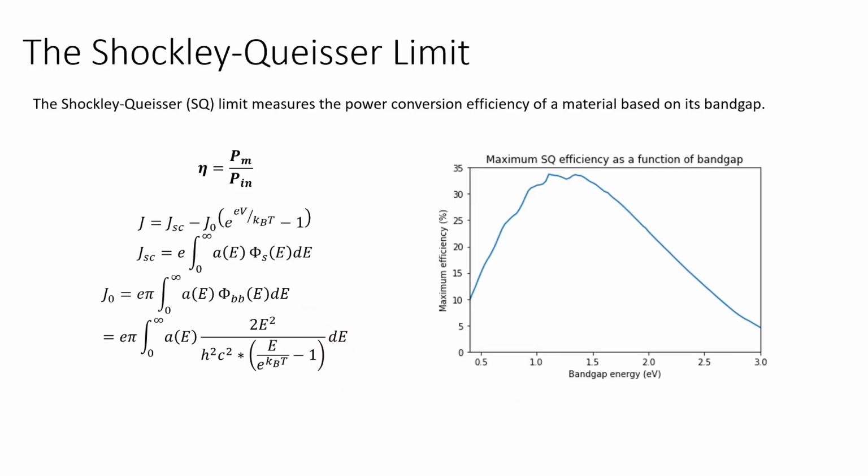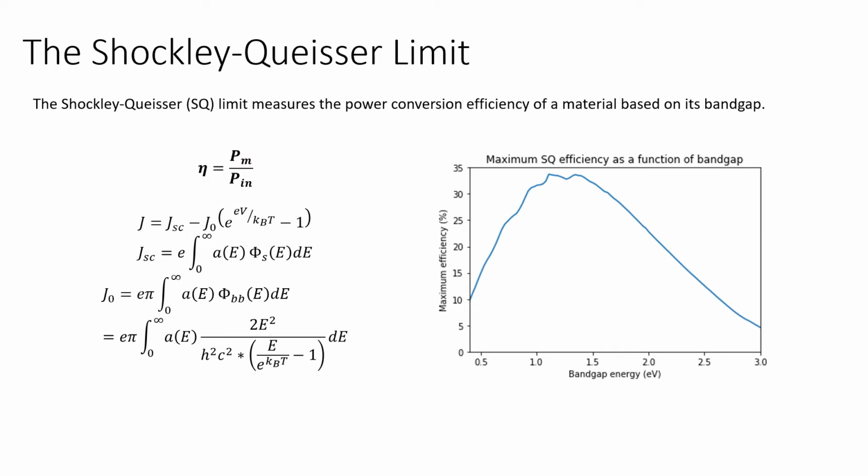The first way of finding the power conversion efficiency is the Shockley-Queisser or SQ limit. The maximum efficiency, N, is basically the ratio of the maximum power output by the semiconductor and the incident power from the sun. Maximum power can be computed by maximizing current density times voltage.